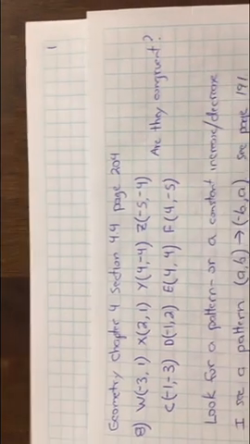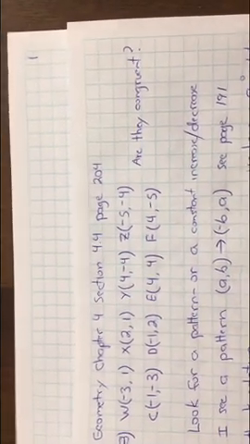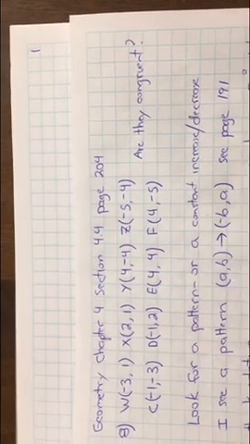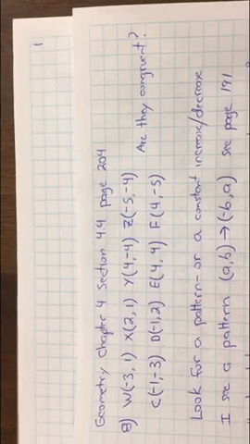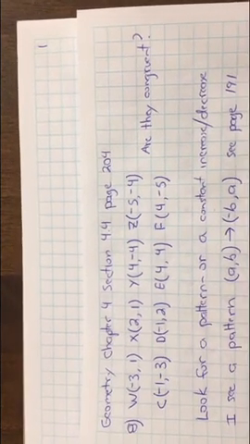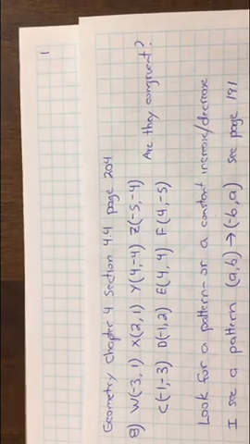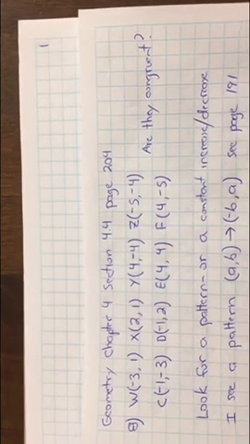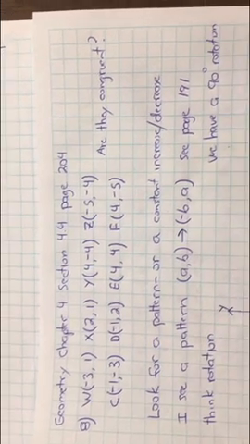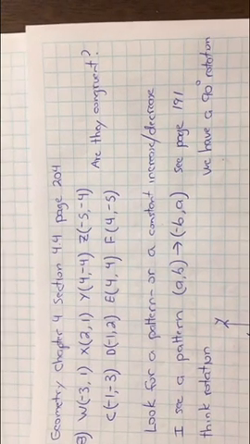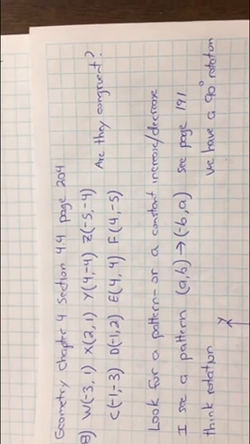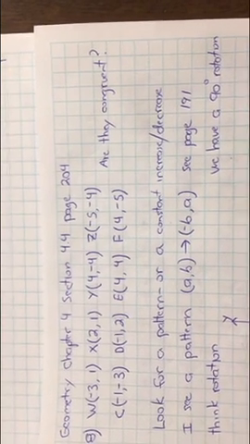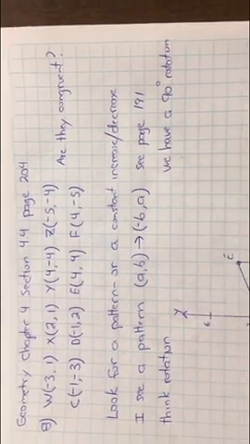Now we have a rule for that, don't we? So we look for this pattern or a constant increase or decrease. I see the pattern (a, b) going to (-b, a). So if you go to page 191 and look at those rules for rotation, that looks like a rotation, you will say, hey, we have a 90-degree rotation counterclockwise about the origin. Okay? So let's see what we did.